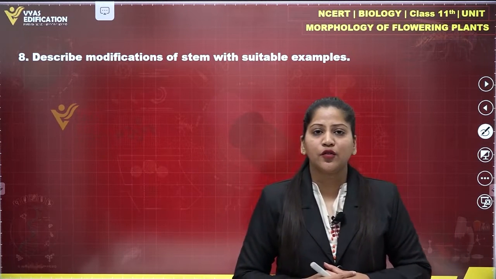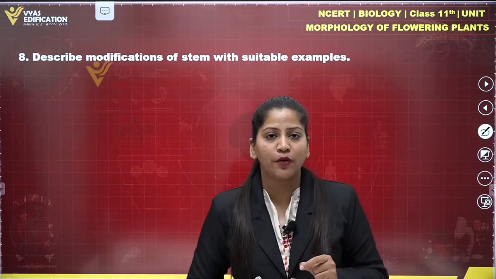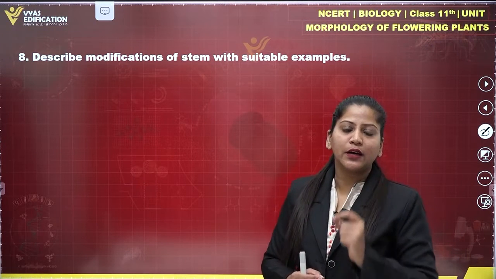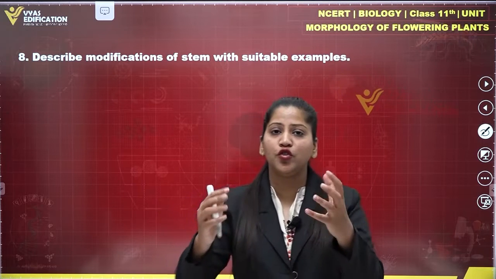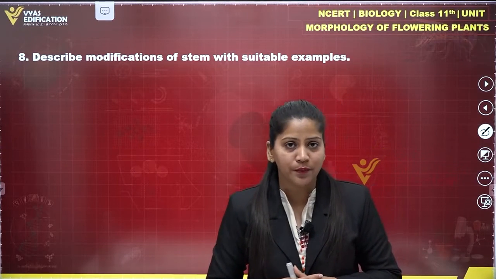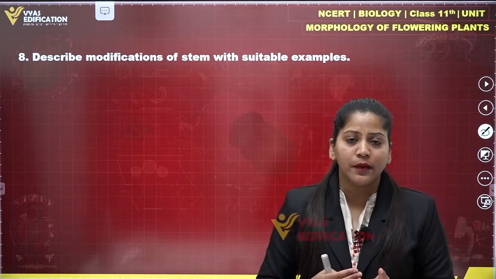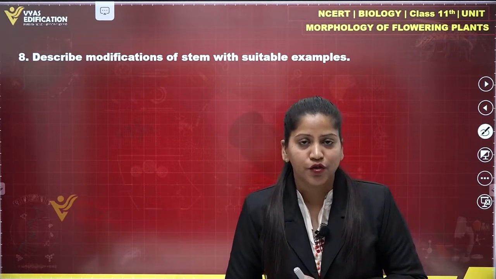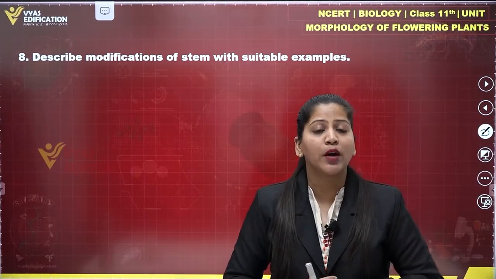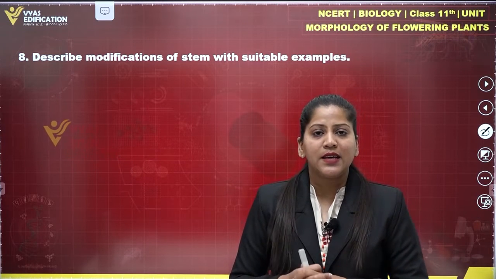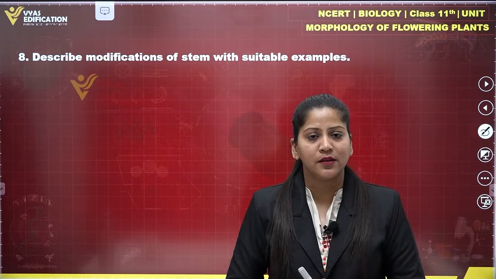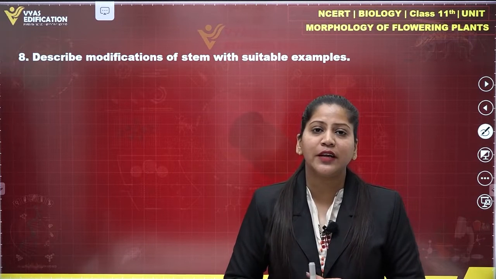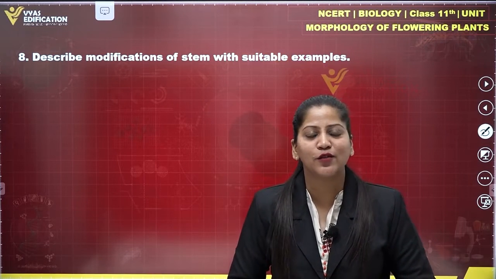Let's discuss the very first type, that is the storage and underground stem. The storage or underground stem is the stem modification in which you will find some examples such as rhizome, corm and tubers. You are familiar with these terms. Tubers are the modified stems of a potato. These tubers bear lateral buds or eyes, and these buds are going to give rise to new plants of potato.